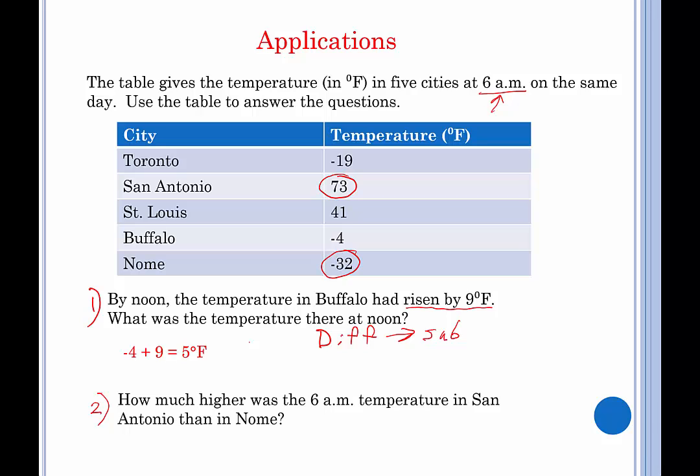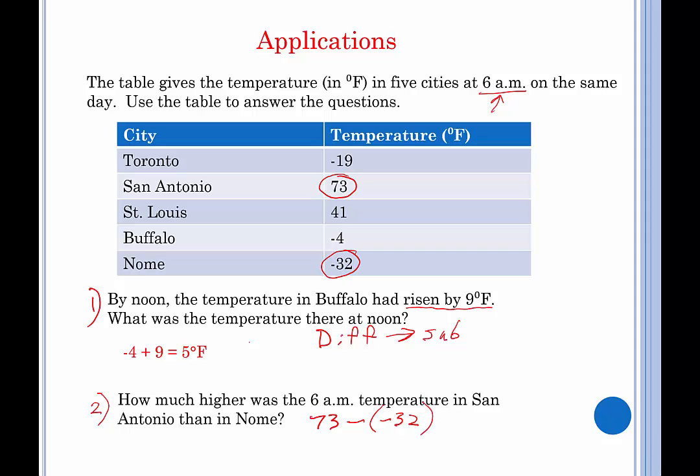And our question is, how much higher is it in San Antonio than in Nome? So we're going to be doing subtraction. So I'm going to set this up as a subtraction problem. I'm going to take the higher temperature, the 73 in San Antonio, and I'm going to subtract the lower temperature, which is a -32 in Nome.